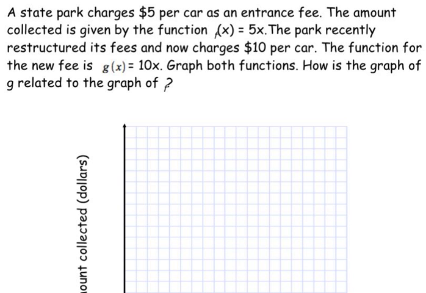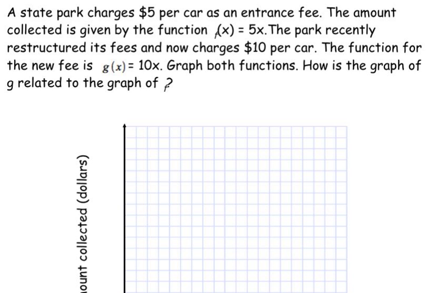So moving on here, a state park charges $5 per car as an entrance fee. The amount collected is given by the function f of x is equal to 5x. The park recently restructured its fees and now charges $10 per car. The function for the new fee is g of x is equal to 10x. Graph both functions. How is the graph of g related to the graph of f?